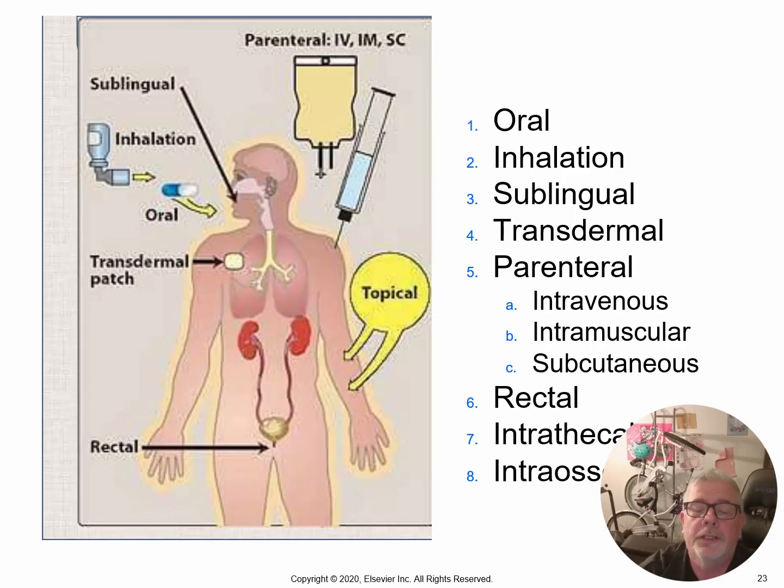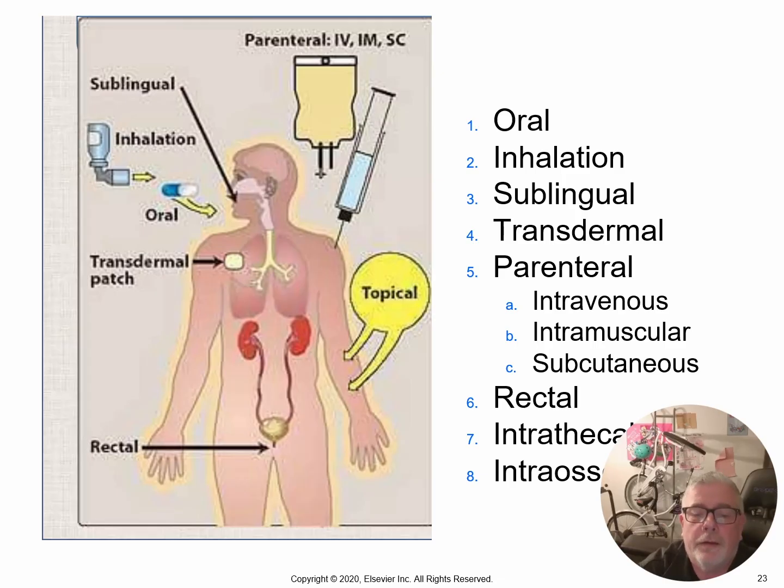Oral, inhalation, sublingual is another way to administer medications. For example, a nitroglycerin pill goes under the tongue, where it gets dissolved. A very common anti-nausea medication called Zofran also goes under the tongue and doesn't get swallowed, because what's the point of giving a medication for nausea if a person keeps throwing it up?